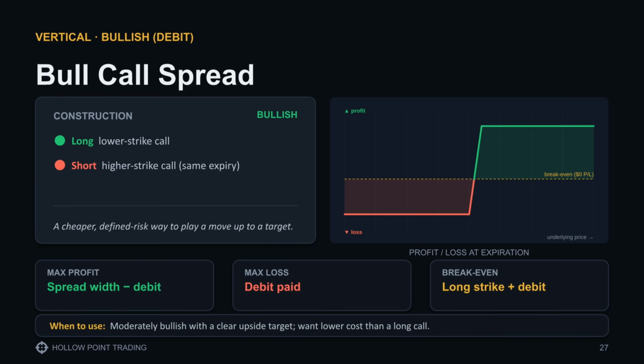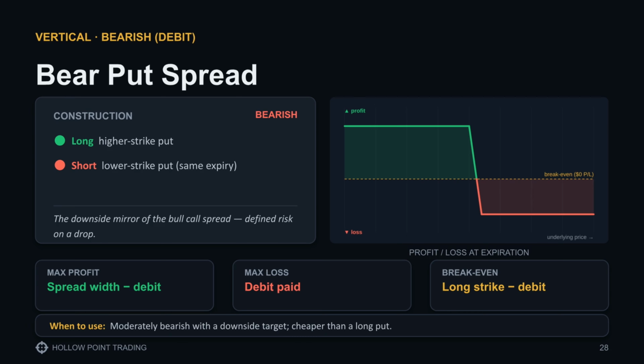A bull call spread is a debit vertical used when you are moderately bullish. You buy a lower strike call and sell a higher strike call. This trade is cheaper than buying a single call and provides a defined, controlled reward. The bear put spread is the bearish equivalent of the bull call spread. You buy a higher strike put and sell a lower strike put. It is a cost-effective, defined risk way to profit from a move down in the underlying stock.